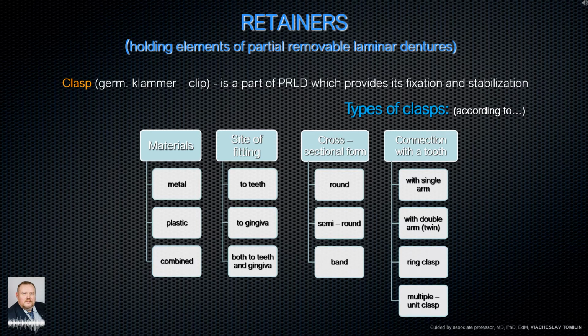Retainers, holding elements of partial removable laminar dentures in the oral cavity. A clasp is a part of a partial removable laminar denture which provides its fixation and stabilization. Types of clasps. 1. According to materials: metal, plastic, combined. 2. According to the site of fitting: to teeth, to gingiva, both to teeth and gingiva. 3. According to cross-sectional form: round, semi-round, band. 4. According to connection with a tooth: with single arm, with double arm, twin, ring clasp, multiple, unit clasp.